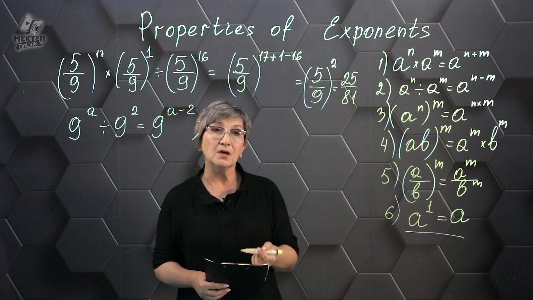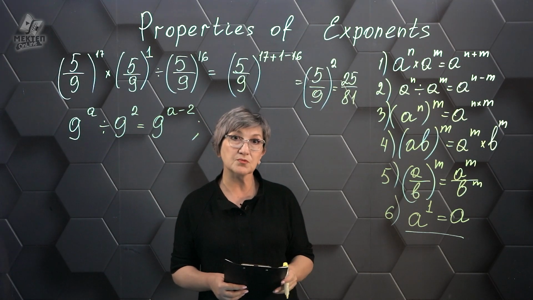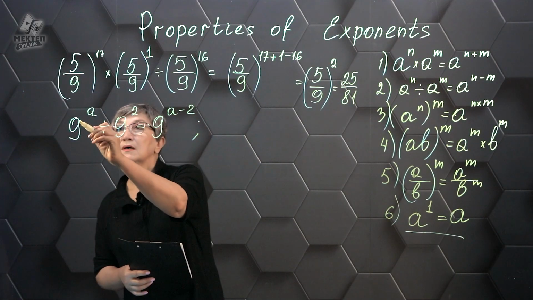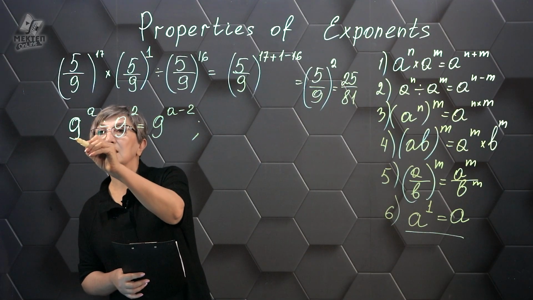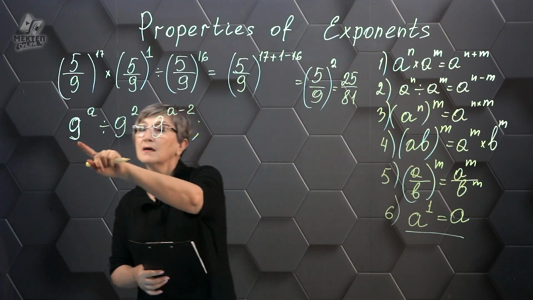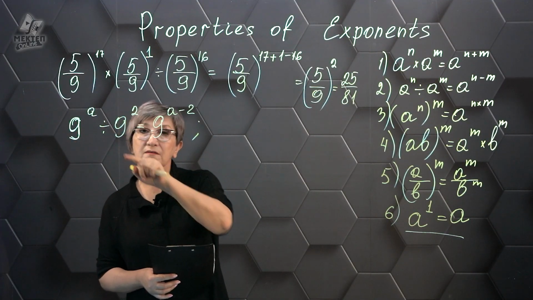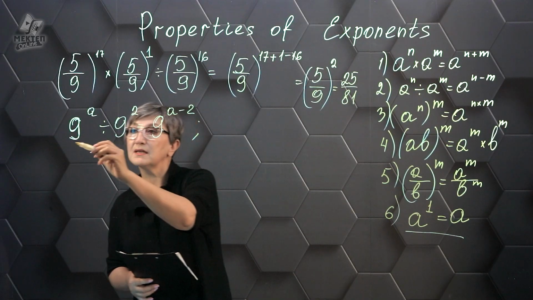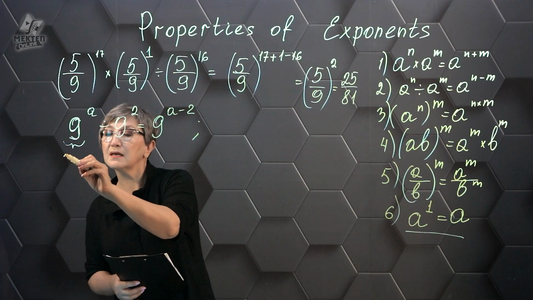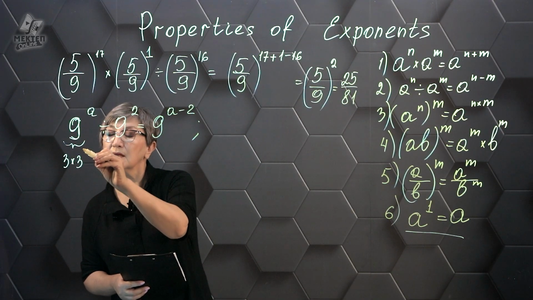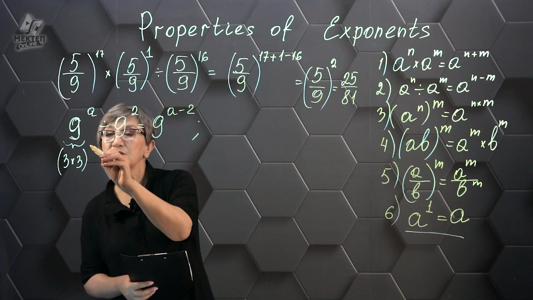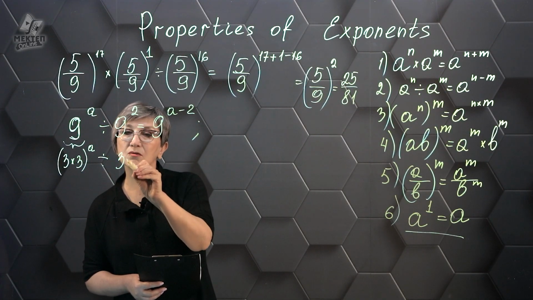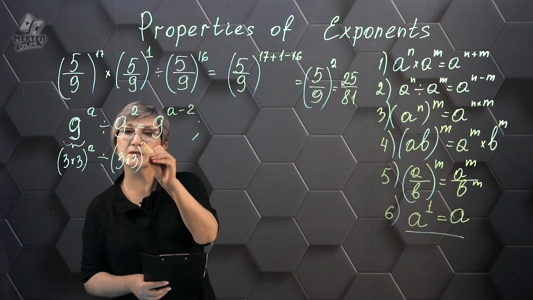Let's go back to this example and solve it in a different way. We're going to apply another property. I want to point out the base: 9 and 9, but 9 is 3 times 3. 9 is 3 times 3. And it's a number of degree a. We're going to divide by 3 times 3 to the power of 2.